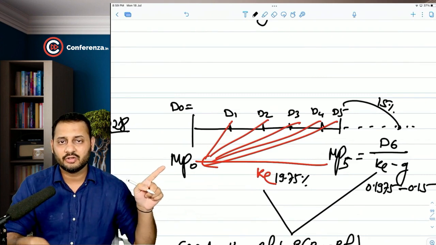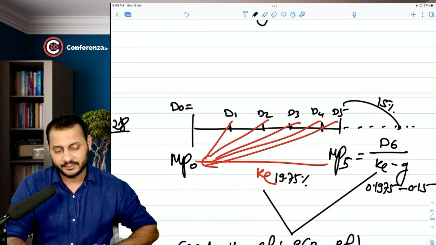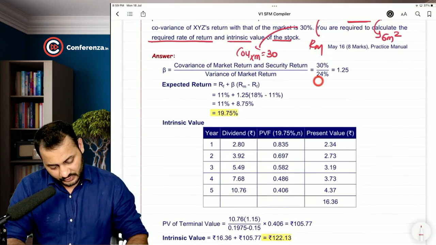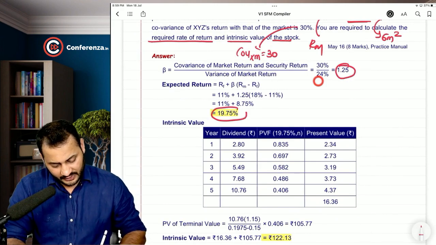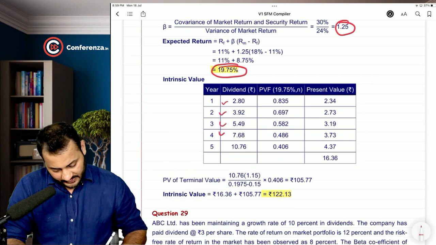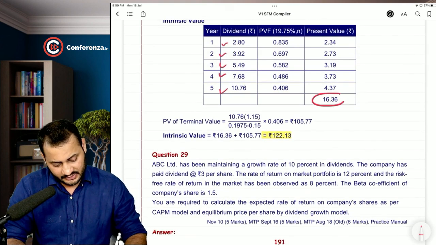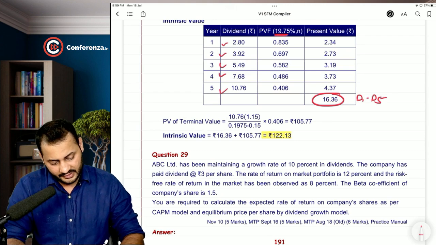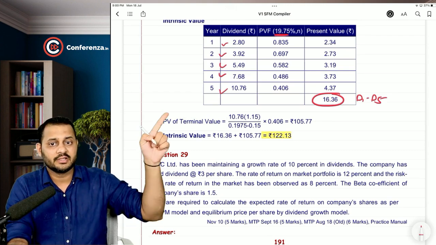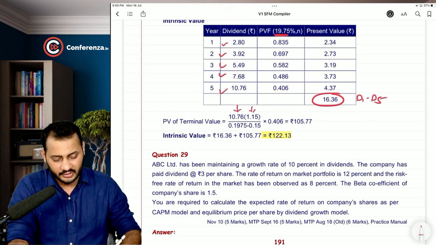You can calculate the cost of equity. You can calculate the market price with the cost of equity. See, so this is our first answer. With that answer, we have calculated the second answer. And with that, these are the 40% dividend. And this is the 5th year's dividend, 40% dividend. So this is the D1 to D5 present value with 19.75%. And then the present value of the terminal value is calculated here. See, 10.76, an increment of 15%.